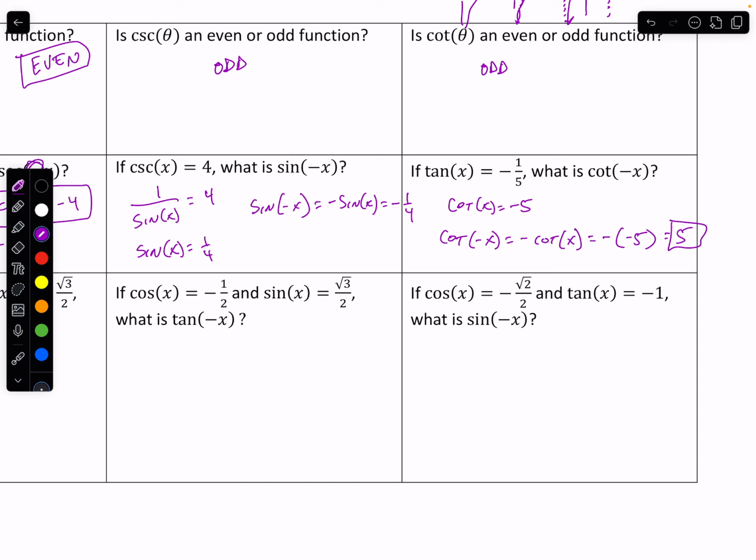Okay, the reason we knew this, just to remember, I didn't say it, I don't think. The reason we know this right here is because cotangent is an odd function. So that's what gets us to figure out what cotangent of negative x is. It's negative regular cotangent. We know regular cotangent is negative 5, so it just switches the sign and becomes 5.